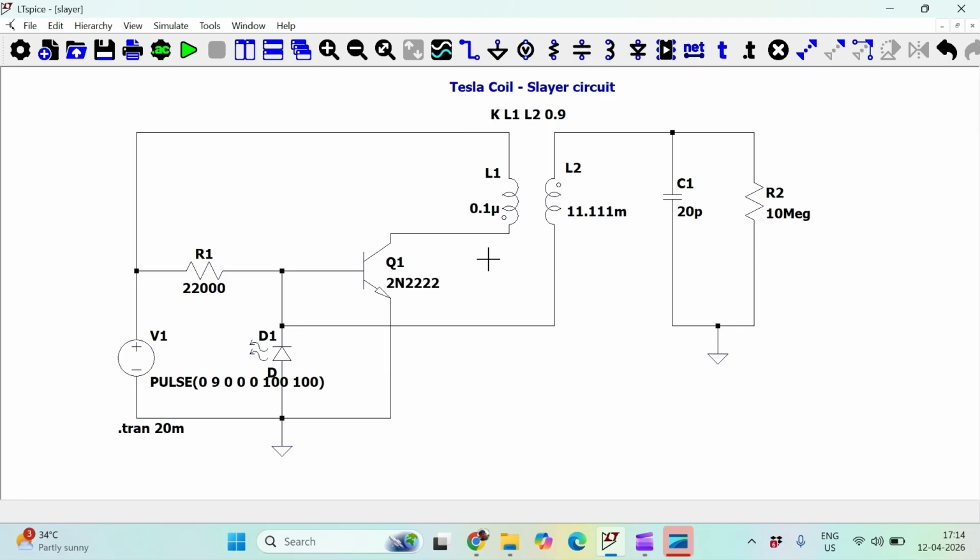So this L1 is representing the primary side of the Tesla coil, and L2 is representing the secondary side of the Tesla coil. We have chosen the inductance values in such a way that the number of turns on the primary coil is 3 and the number of turns on the secondary coil is 1000. This capacitance C1 is the stray capacitance of the coil with the aluminum coated globe, and this resistance is the resistance of the secondary of the Tesla coil. Let's now simulate this circuit.